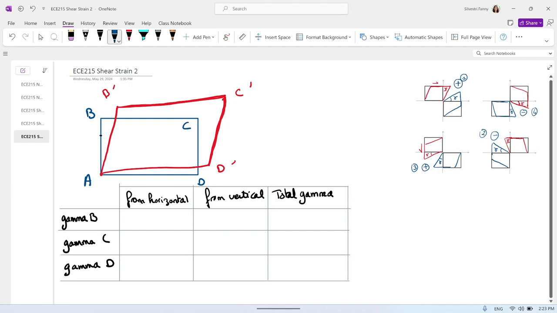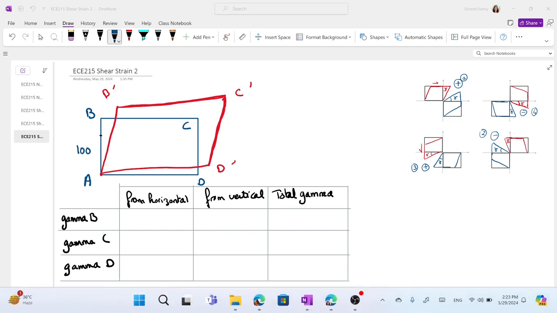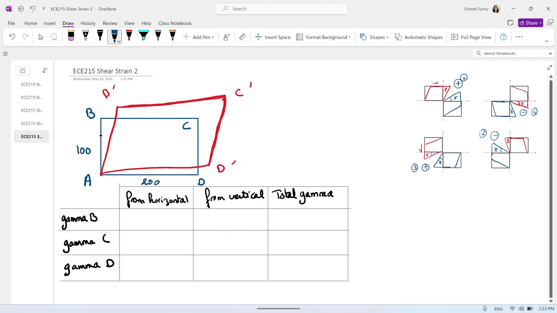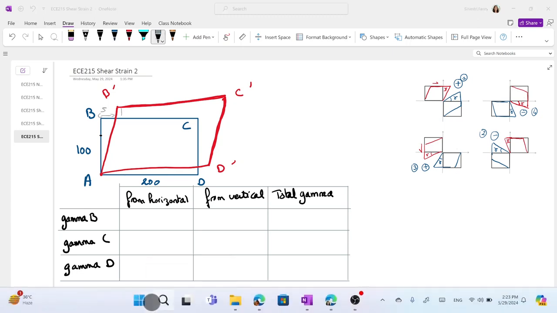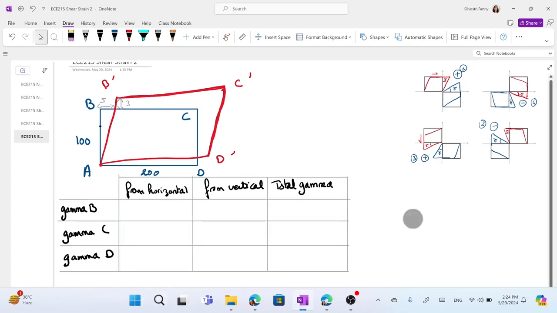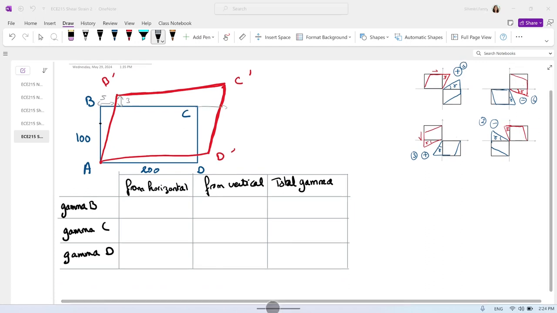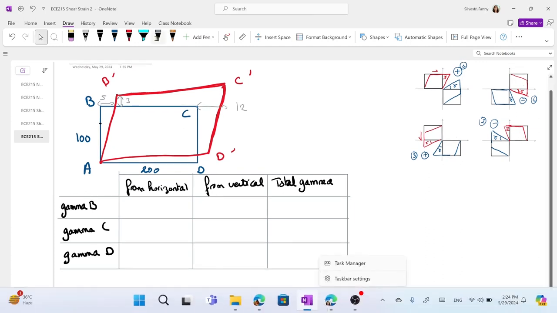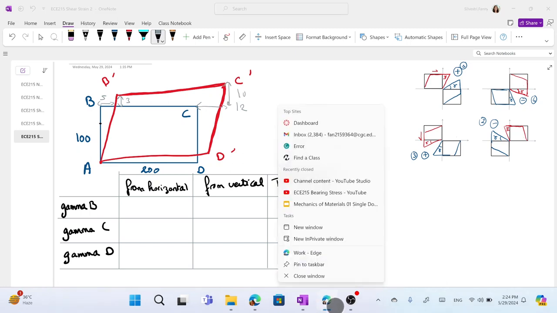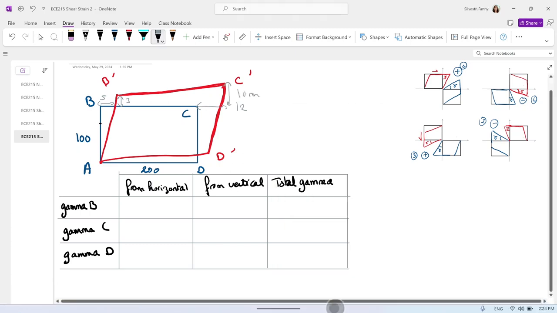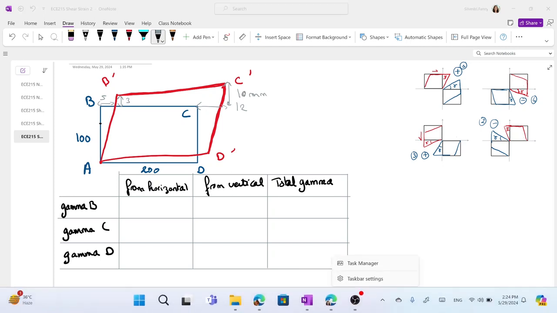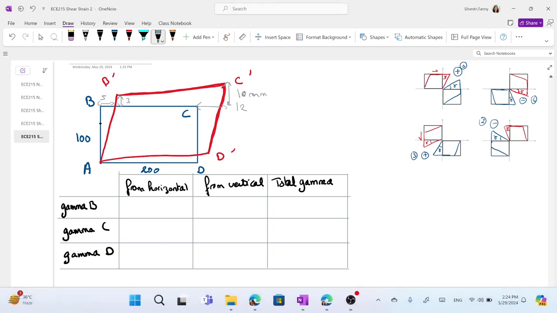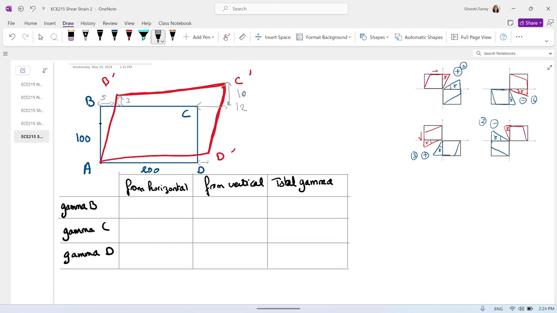So let me give you some dimensions. Let's say this one is 100 and this one is 200, and it was a perfect square. And now B moved to the right. Let's say it moved 5 to the right and 3 up. Let's say C prime moved, I will put them right away, 12 and 10. This is all millimeters. Let's not put the unit. We don't need the unit. Okay. And let's say D moved 4 and 2.